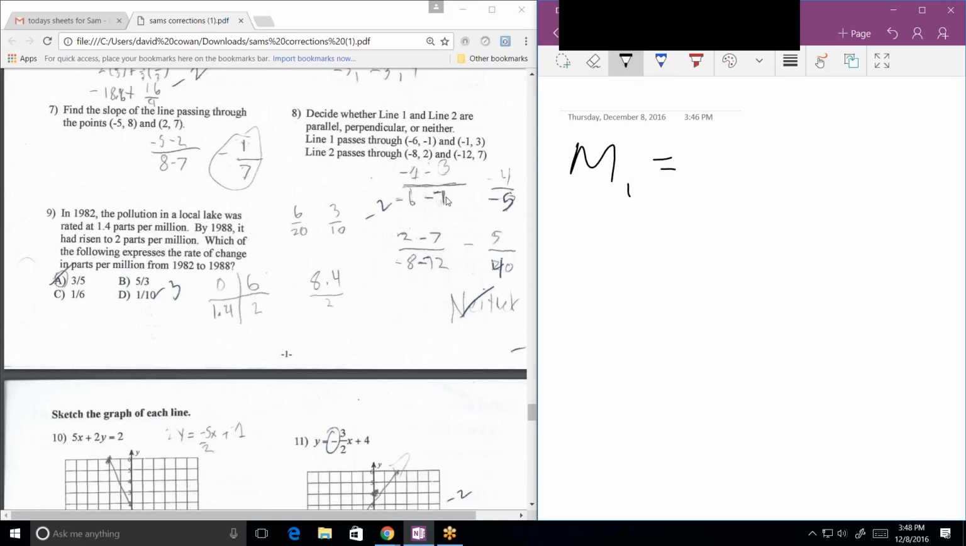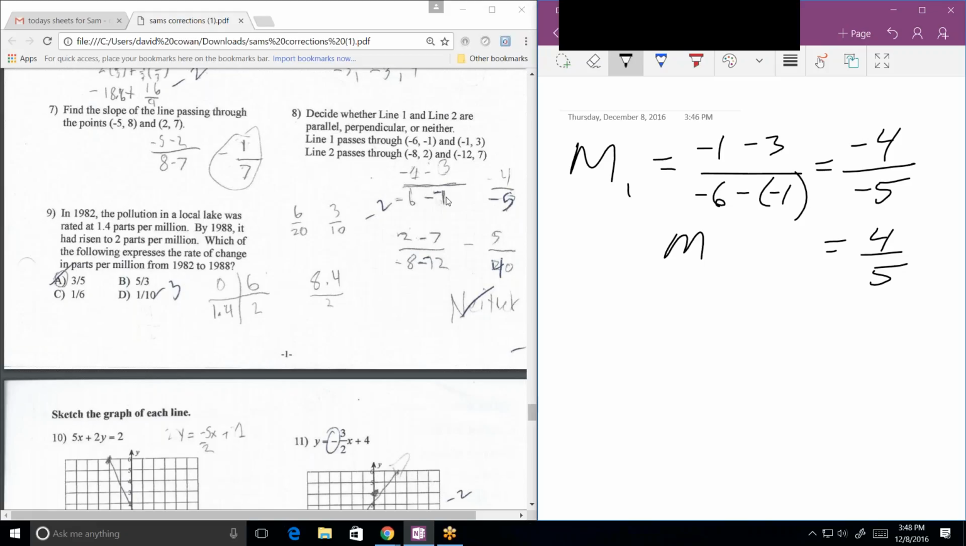You got to make sure your arithmetic is correct. -1 minus 3 is the difference in the y's. The difference in the x's is -6 minus a minus 1. Correct? Yeah. That becomes -4 over -5, which becomes 4/5. So that is the slope of line 1.